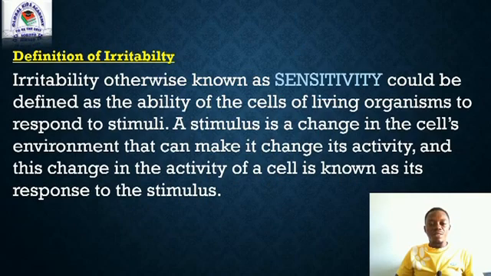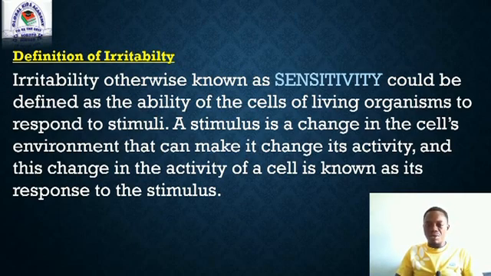Definition of irritability. Irritability, otherwise known as sensitivity, could be defined as the ability of the cells of living organisms to respond to stimuli. A stimulus is a change in the cell's environment that can make it change its activity. And this change in the activity of a cell is known as its response to the stimulus.